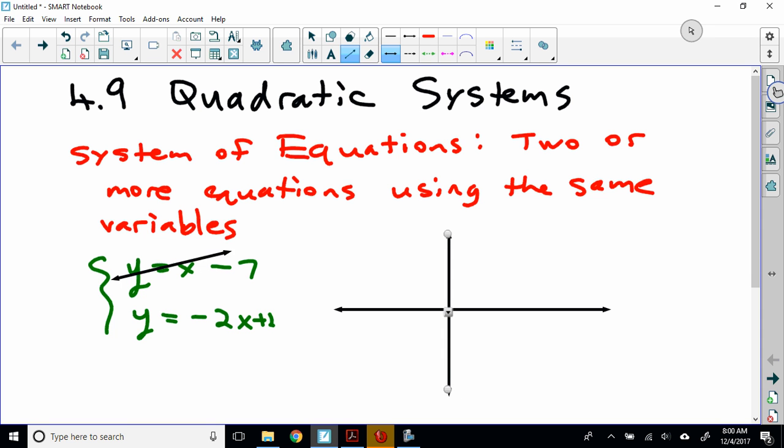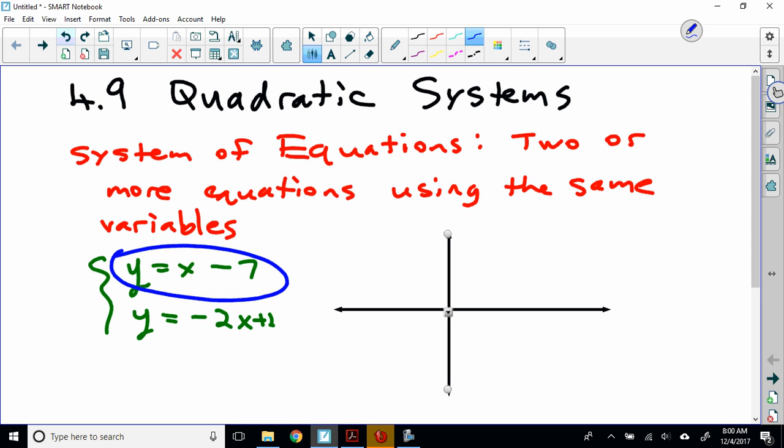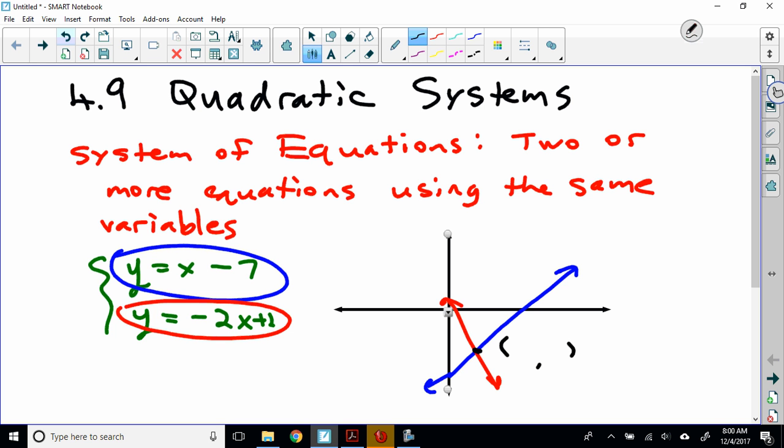So if I look at this first equation and I wanted to graph that, slope is 1, y-intercept is negative 7. So the graph of that's going to look something like that. I'm just really quickly sketching these. And the second equation, if I were to graph that, negative slope, y-intercept a positive 1. It's a little bit steeper, so it's going to do something like that. And our solution, our answer, would be that ordered pair where they meet, right? So we're going to be doing the same kind of thing, but this time not with linear equations, but with quadratic equations.